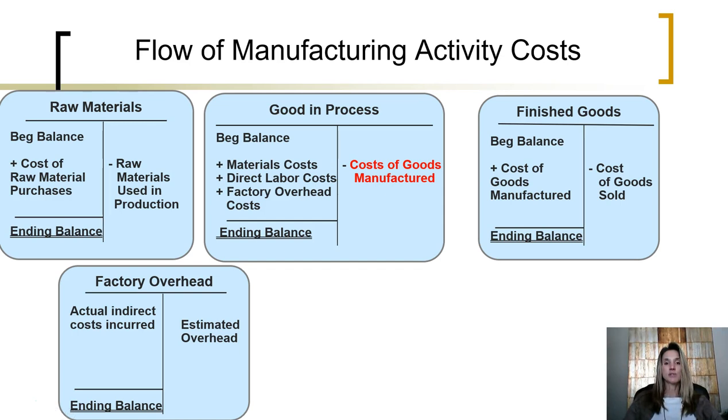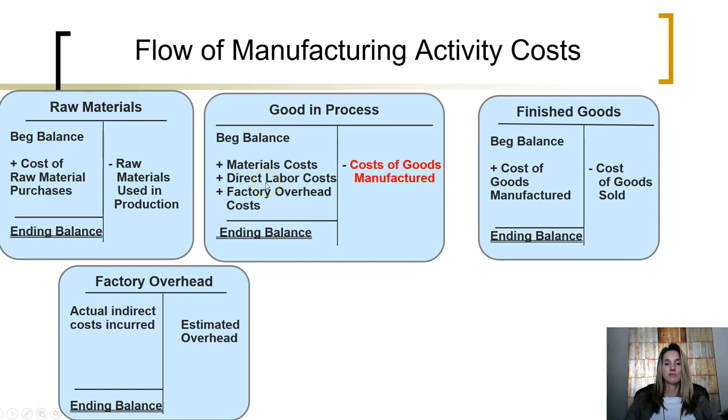We can see the flow of those costs through the accounts in the general ledger by examining T accounts. Raw materials, the first inventory account: beginning balance plus the cost of raw materials that are purchased for use in production, less the amount of materials that are used in production. Of those raw materials used, the direct material portions are recorded into goods in process, and any indirect material costs are recorded in factory overhead with a debit.